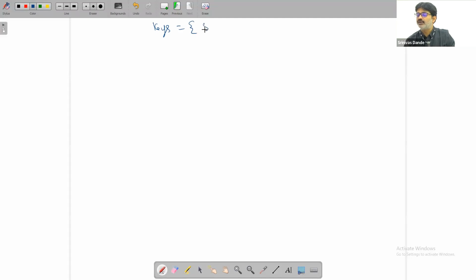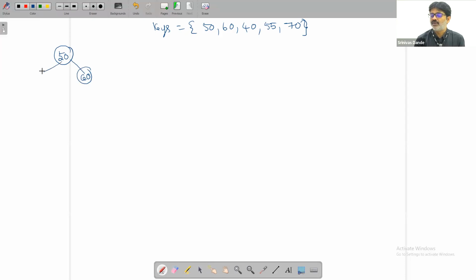So this time I'm using 50 first, 60, then 40, then 55, then 70. We have to cause a problem on the right side. So first you construct the tree here. First I'll get 50. Then 60 comes on the right side. Then 40 comes on the left side. 55 means where will 55 come? Below this 60, left of 60 is 55. Then we have 70.